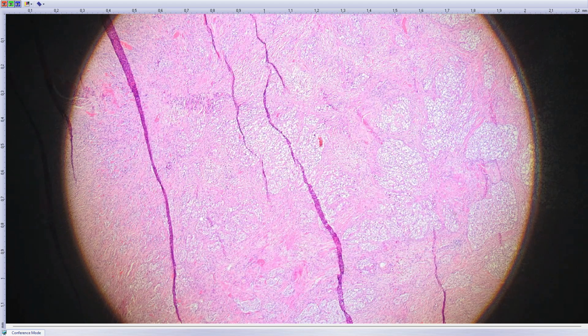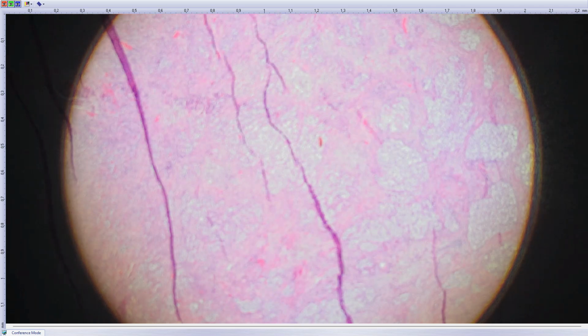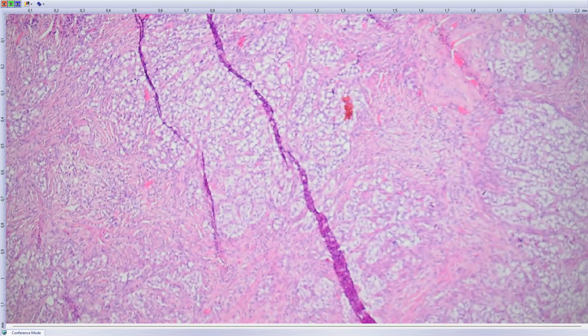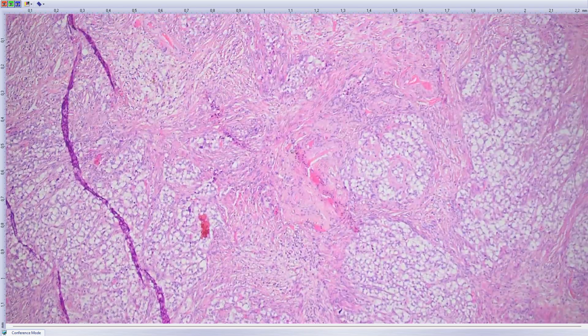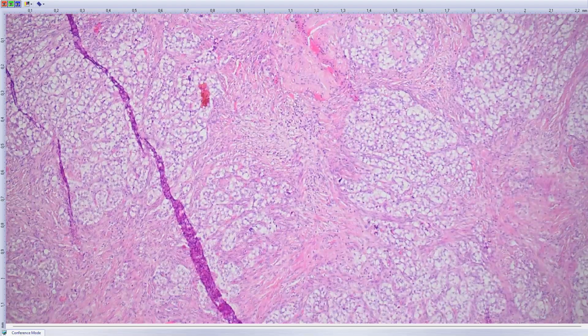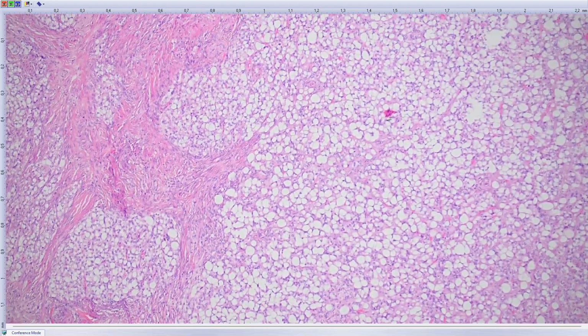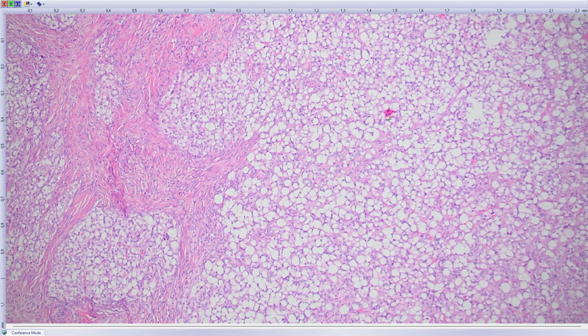You see ovarian tissue here, yeah? You see very nicely signet ring cell morphology. In the paper they say they did beta-catenin mutation, which was mutated in exon 3.